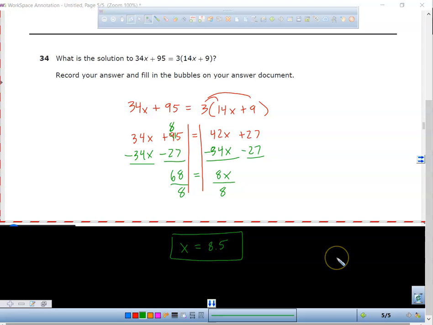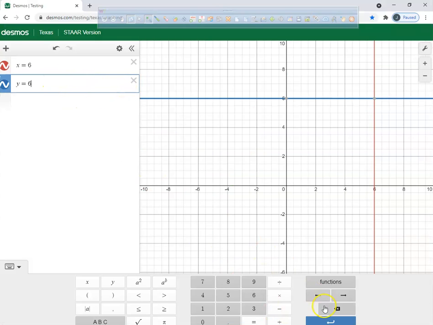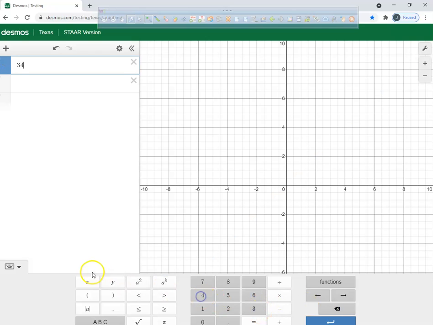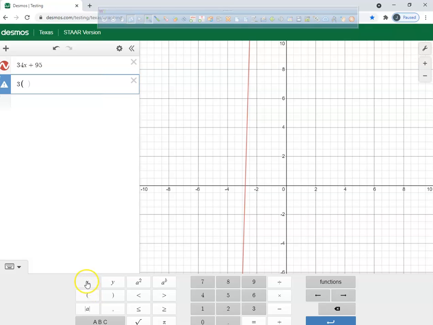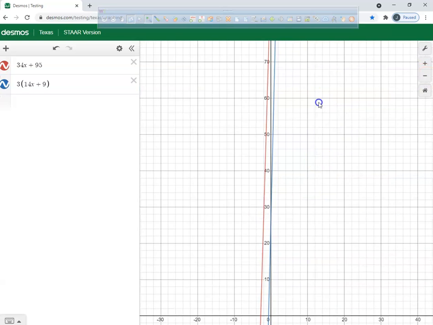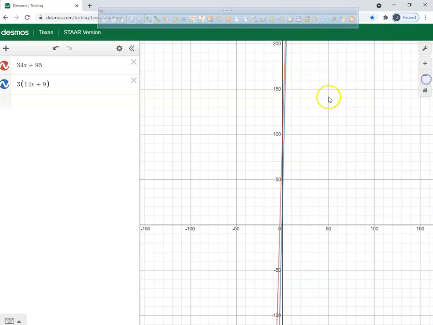All right, so here's how we would do it in Desmos right now. What I want you guys to do is delete this, delete this. Was it 34x plus 95? And then this one, was it 3 parentheses, or was it 14? What was it? 14x plus 9? Okay. So if we have these, understand we're going to have to zoom out and try to find where they touch.